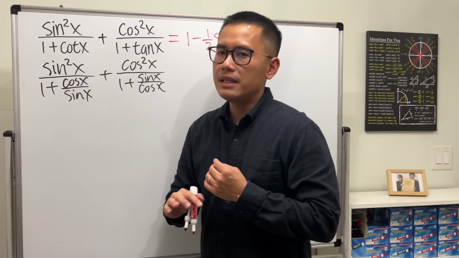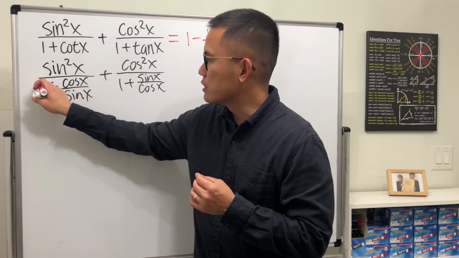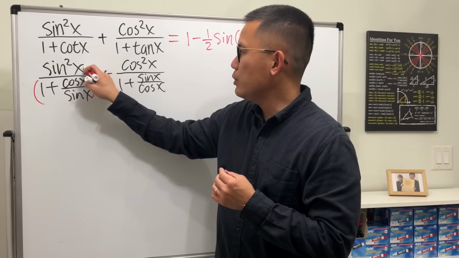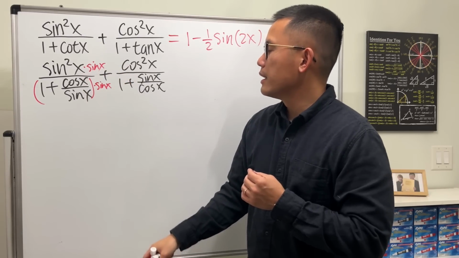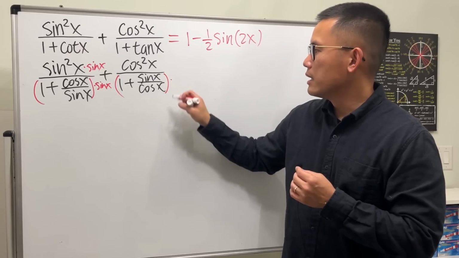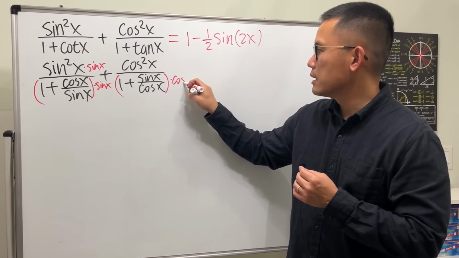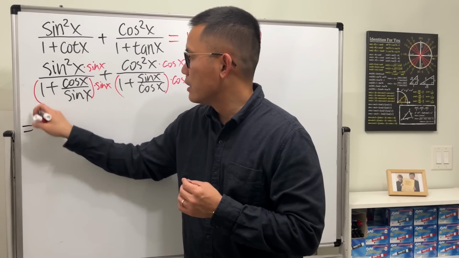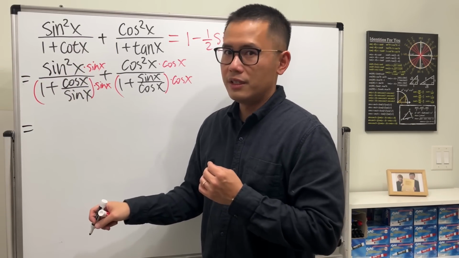Now, for this one, we get a complex fraction, meaning we have a small fraction instead of a big one, but it's an easy fix because we can just multiply the bottom by this denominator and do the same on the top. Likewise for this, I will multiply the bottom by cosine x and then multiply the same thing on the top. So this is equal to that, which is equal to this now.